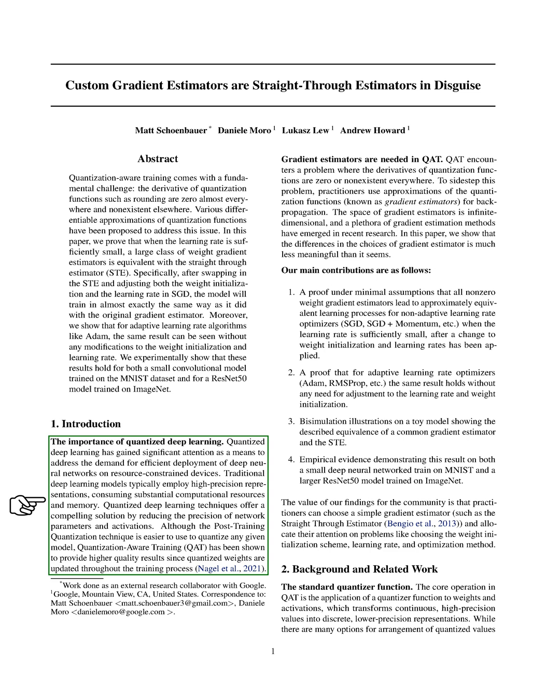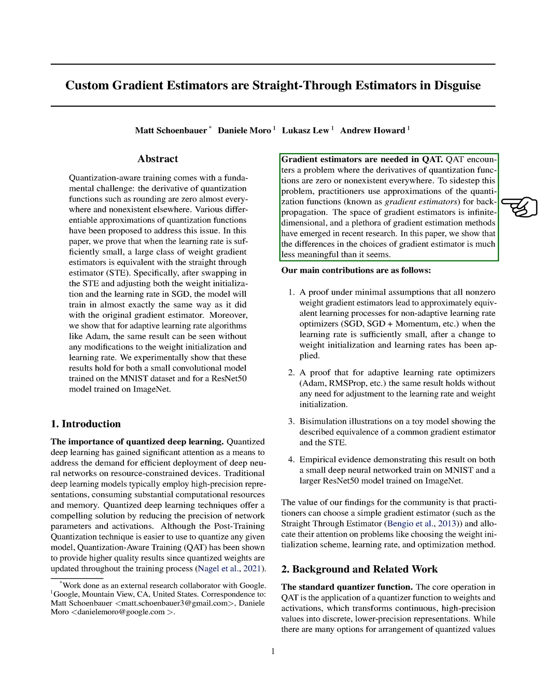One common technique is post-training quantization, which is easy to use but may not provide the best results. Quantization-aware training, QAT, is another approach that updates quantized weights during training, leading to higher quality results. However, QAT faces a challenge when the derivatives of quantization functions are zero or undefined. To overcome this, practitioners use approximations called gradient estimators for backpropagation.